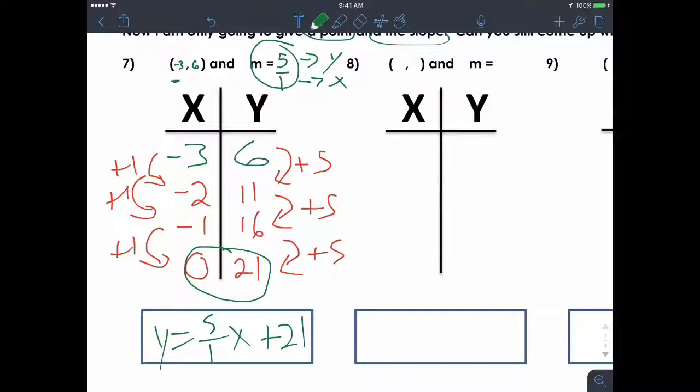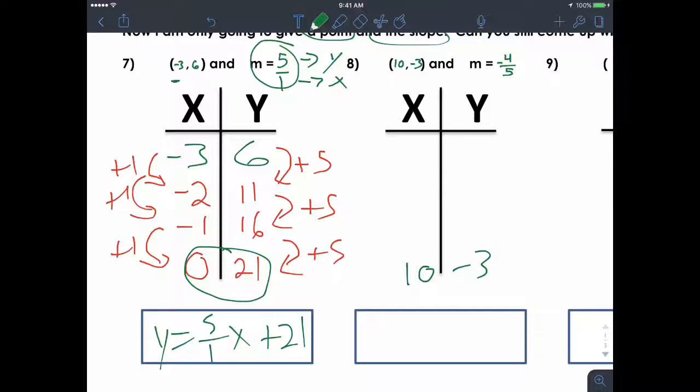Now, number 8 is going to be a little bit different. What we're given is a point of 10, -3, and we're also given the slope of -4 over 5. Now 10 is a number that's bigger than 0, so what we're going to have to do is put that at the bottom over here. So there's my 10, and there's my -3.